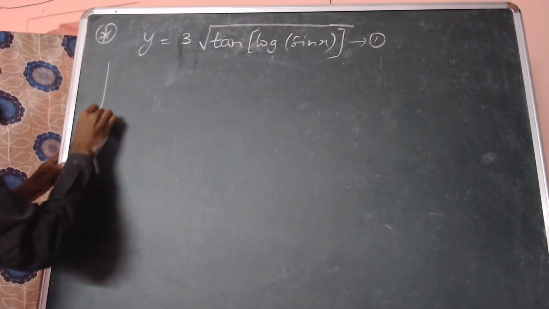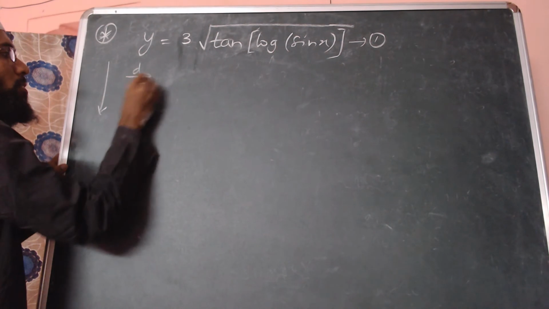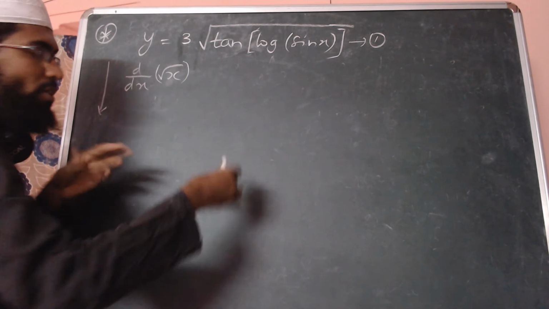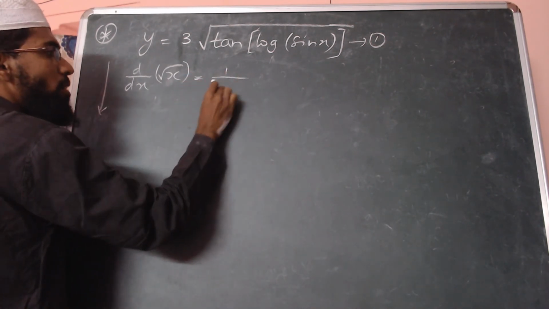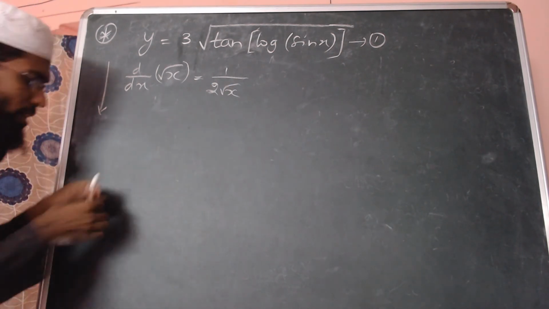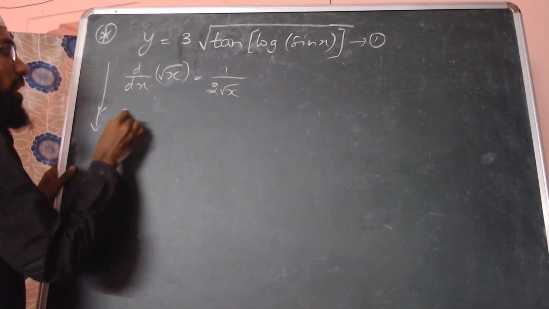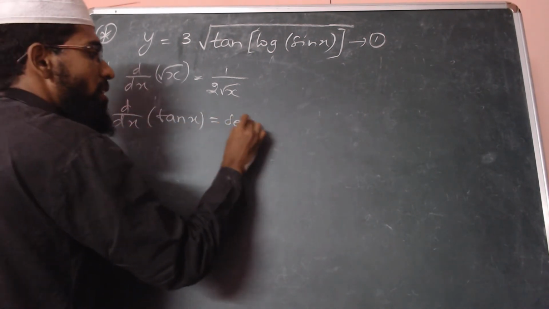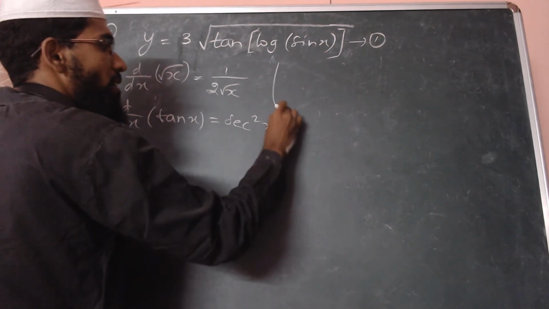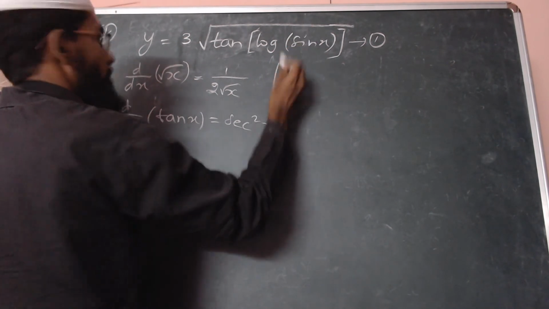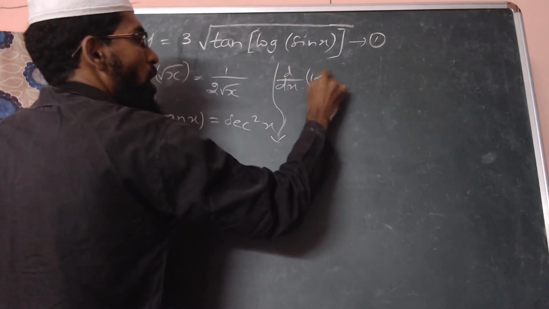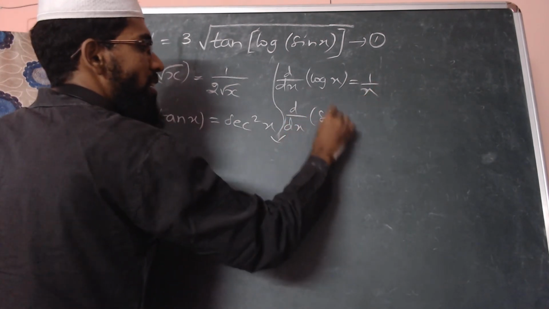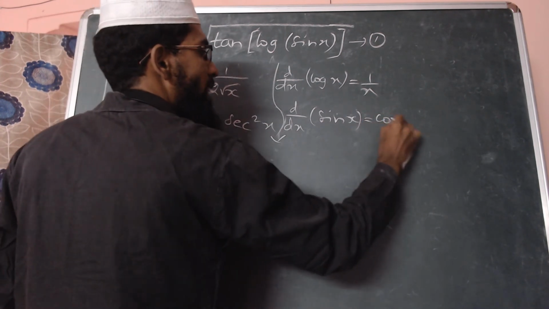What are the formulas I am going to use here? The derivative of root x is 1 by 2 root x, because first I have root of tan. What is the derivative of tan x? The derivative of tan x is secant square x. Then the derivative of log x is 1 by x, and the derivative of sin x is cos x.